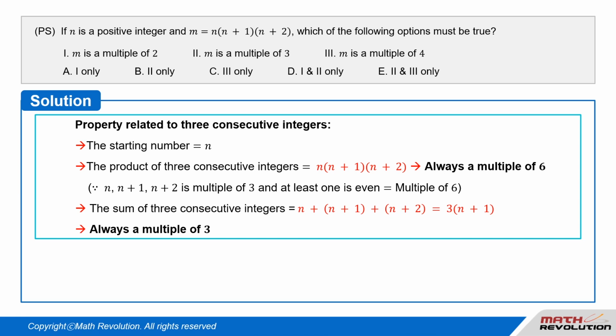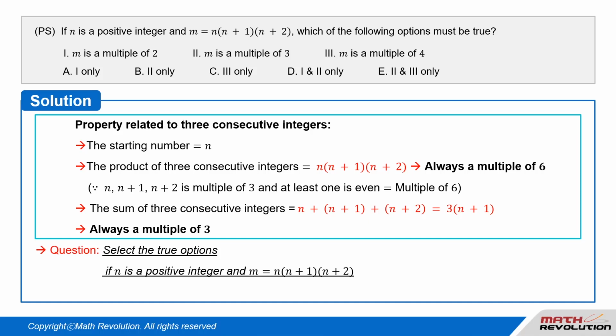Also, the sum of 3 consecutive integers, n plus (n plus 1) plus (n plus 2), equals 3 times (n plus 1), and will always be a multiple of 3. We are required to select the options that will be true if n is a positive integer and m equals n times (n plus 1) times (n plus 2). This means m is the product of 3 consecutive integers, starting with n.